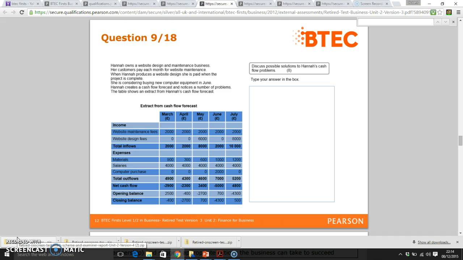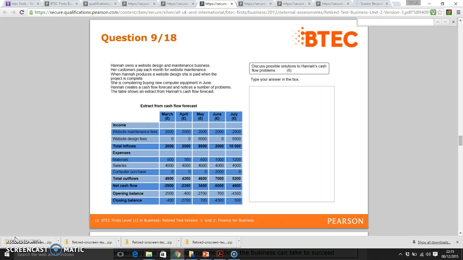So hopefully you've got the idea that we're really going through these as quickly as we can. We're just looking for how you can pick up some super quick marks. So just pause, look for some of the problems with Hannah's cash flow situation. So hopefully you've been able to identify that there are some problems with Hannah's cash flow situation.